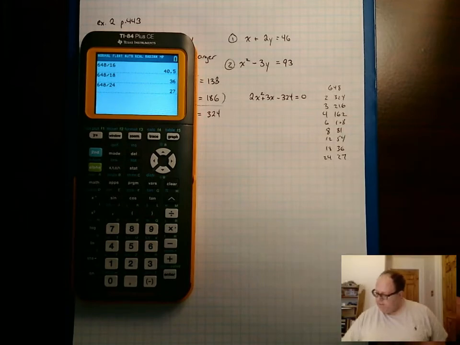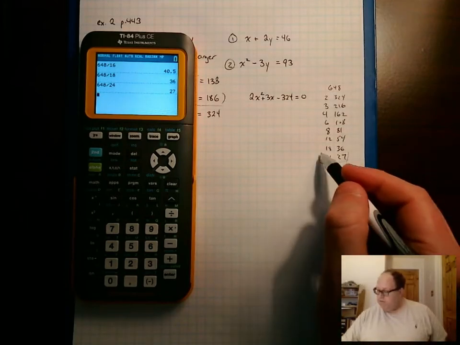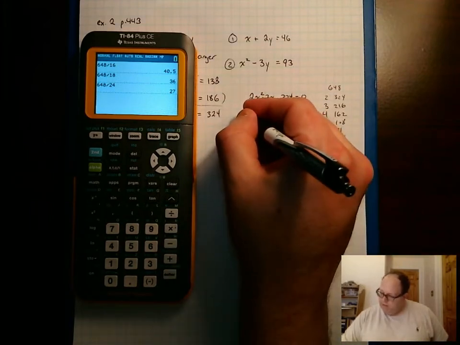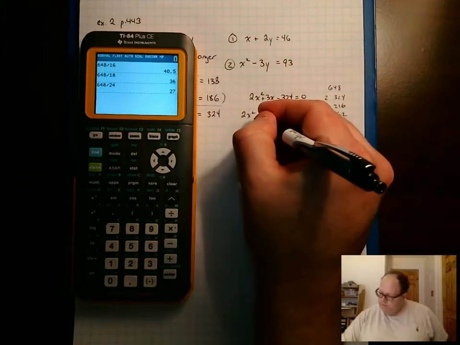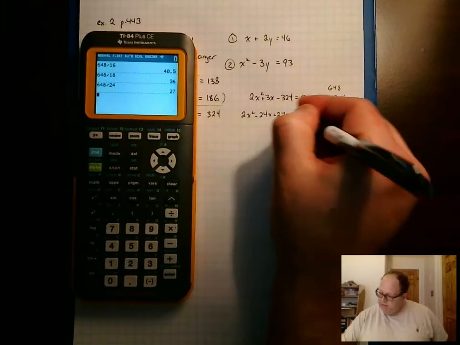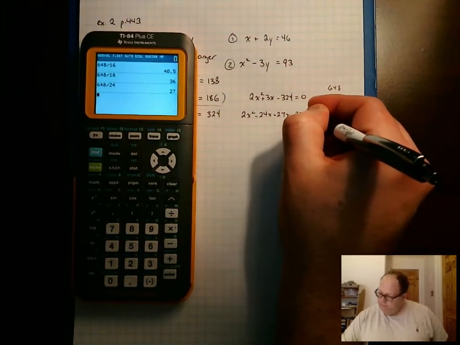Whew, that took a little while. All right, so those are my two numbers. The larger has to be positive, so I end up with 2x squared minus 24x plus 27x minus 324 equals 0.